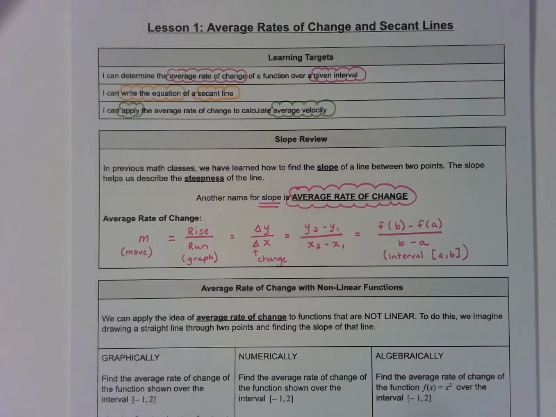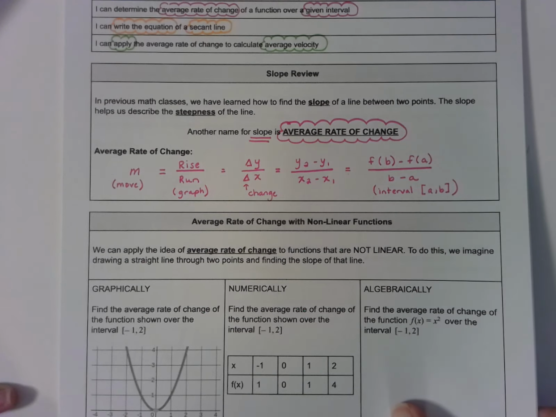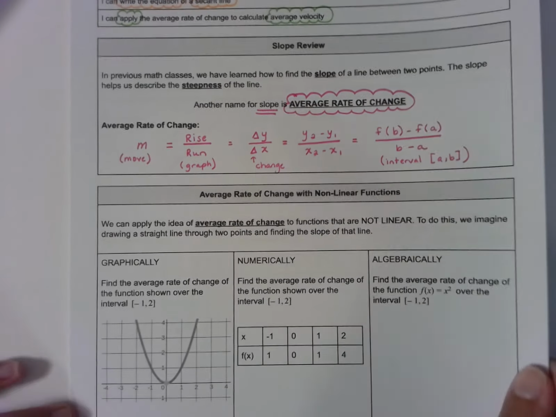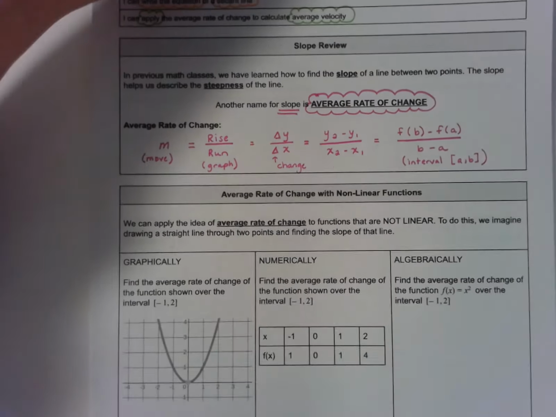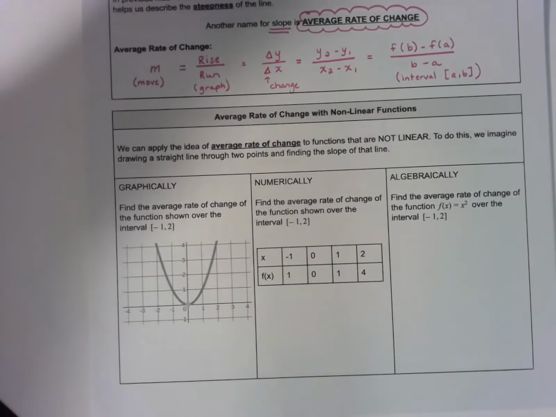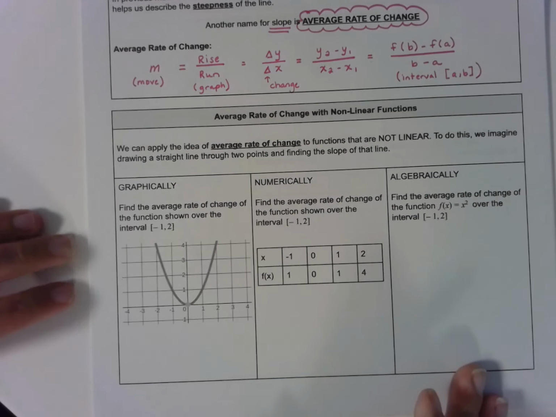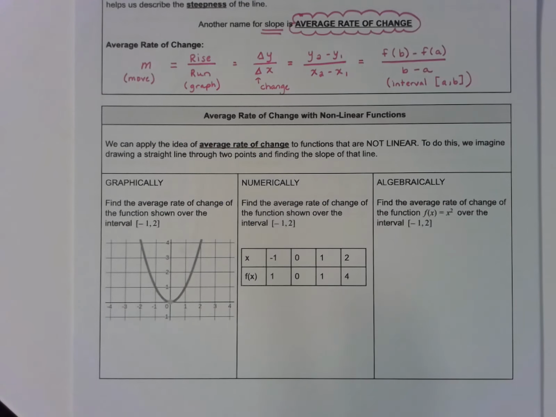Now, what I'd like to do next is review actually using these things to find slopes. So it says here, we can apply the idea of average rate of change to functions that are not linear, which means the graphs are not a straight line. To do this, we imagine drawing a straight line through 2 points and finding the slope of that line. So we know that slopes only really apply to straight lines. If your graph is not a straight line, we just draw one in and then find the slope of the one that we drew.